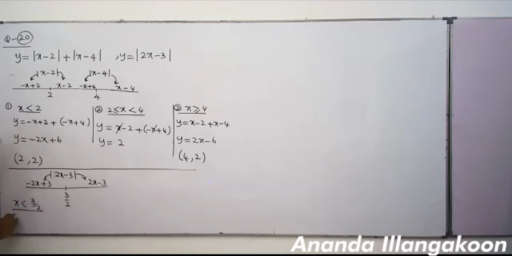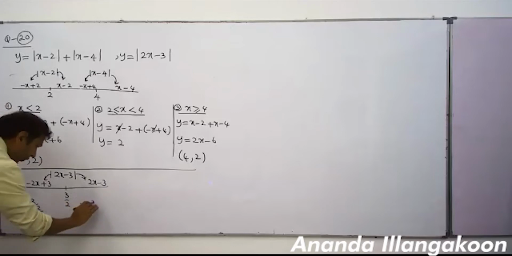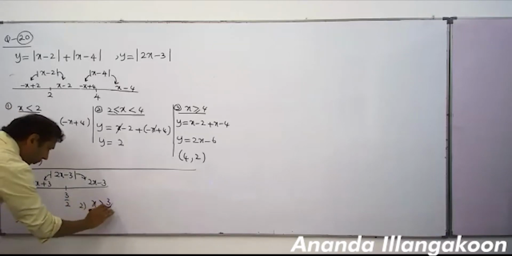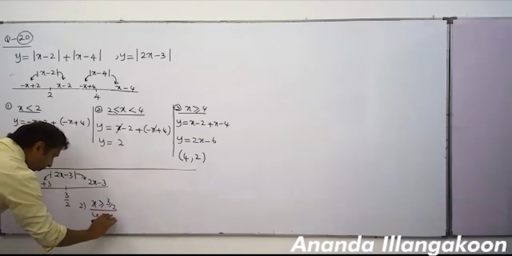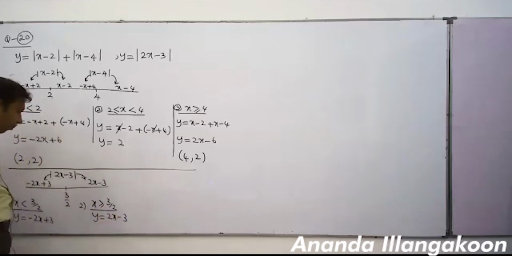What is the graph we have to draw? Y equals minus 2x plus 3. Number 2, x greater than or equal to 3 by 2. The graph we have to draw is 2x minus 3. First, we'll draw this graph.